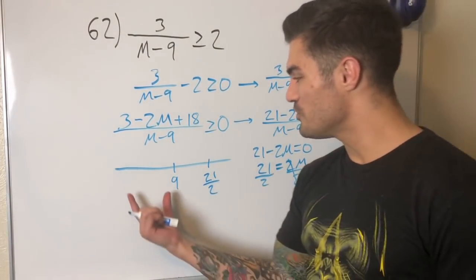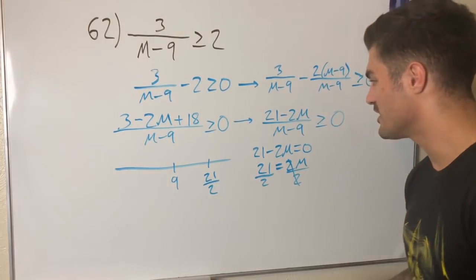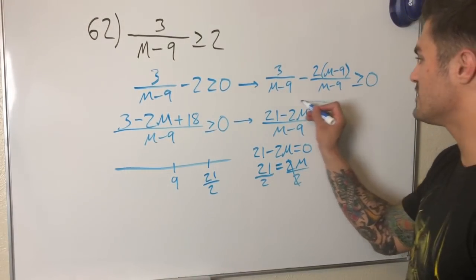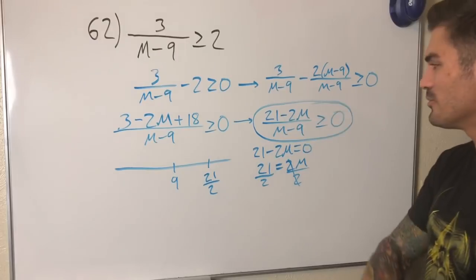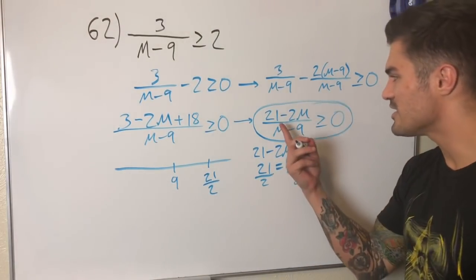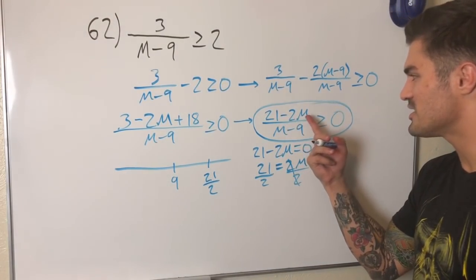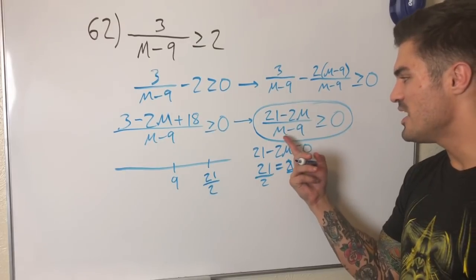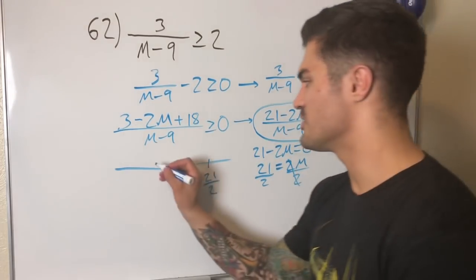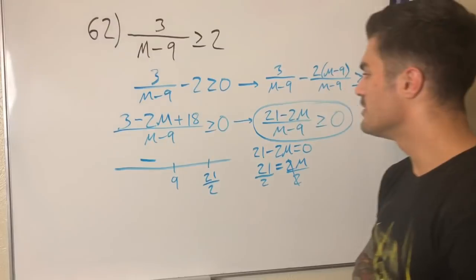So now I have my intervals. I'm going to plug in 8 and see what that gets me. And again, I'm working with this guy here. This is the main guy we're worried about. So if I plug in 8, I get 21 minus 16, that's a positive on top. 8 minus 9, that's a negative on bottom. So this is a negative, all right?